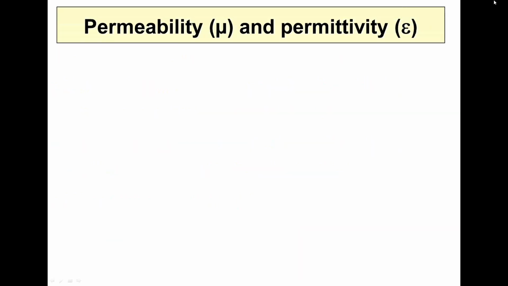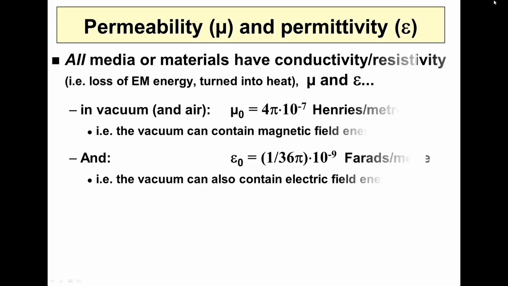Permeability, which we call mu, and permittivity, which we call epsilon, or sometimes the dielectric constant, are important things. Fact is, all media or materials, including the vacuum, everything in this universe has conductivity or resistivity, whichever you prefer. In other words, a loss of electromagnetic energy as it turns into heat. Although, if you've got a cubic mile of vacuum, it's hard to see how much conductivity it has. But everything has permeability and permittivity.